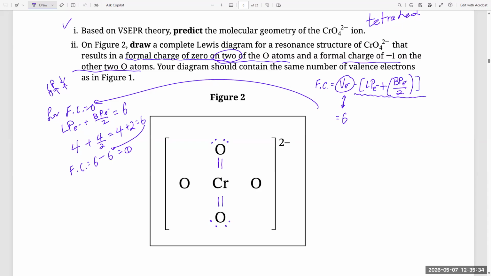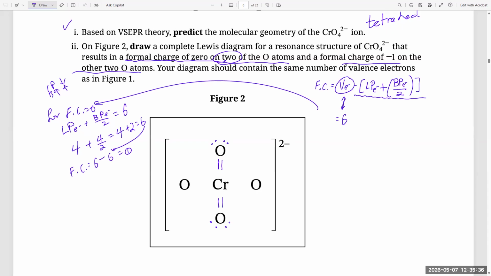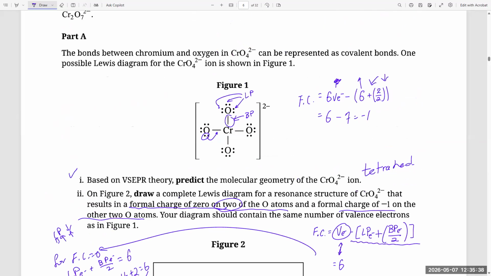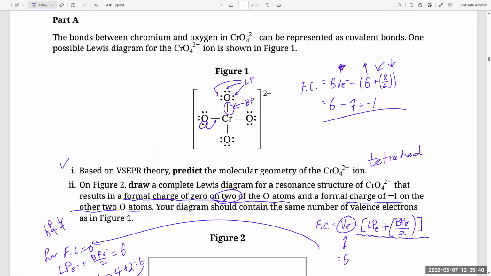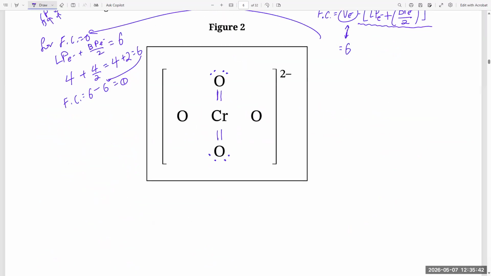And then what else? They said they want the formal charge of -1 on the other 2 atoms. Well, we already calculated that here. What do they look like? They're single bonds. So therefore, we just go back here, and what we do is we maintain the original formulation, and we got one of these.